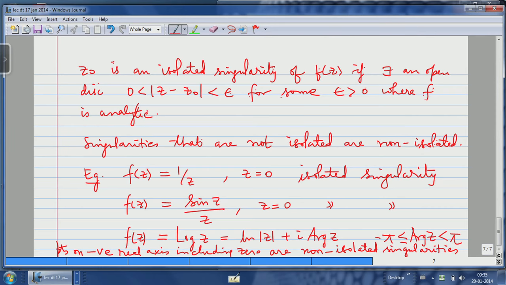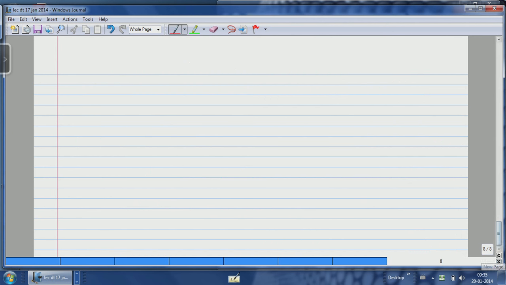Okay, so the logarithm, of course, you have to also keep in mind the domain of definition. So in the first example, f of z equal to 1 by z, the domain of definition is the punctured plane, the complex plane minus the origin, and the origin is the isolated singularity. In the second case also it is the punctured plane. And in the third case, the principal branch of the logarithm is defined on the slit plane, so it is the plane minus the negative real axis along with the origin removed. Fine. So, well, that is that.